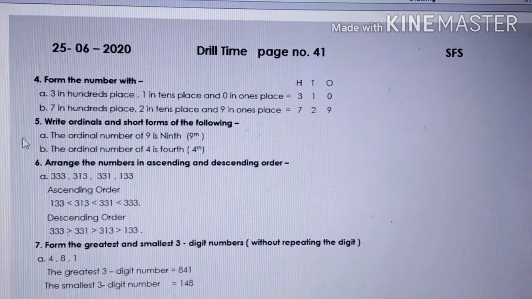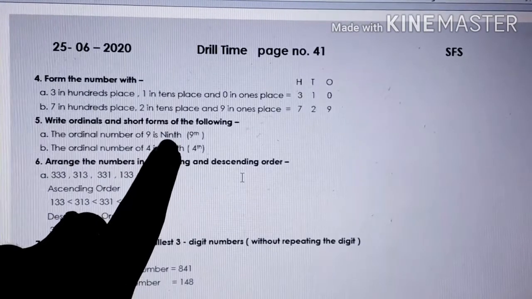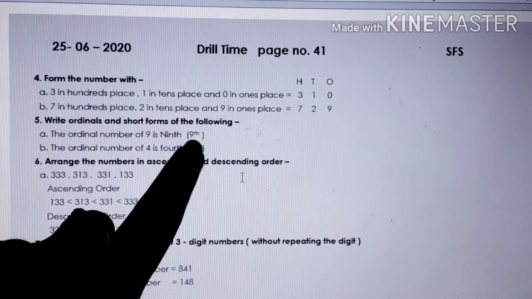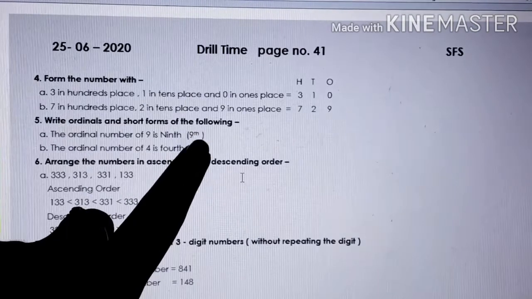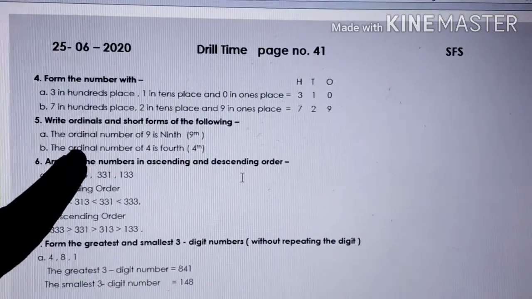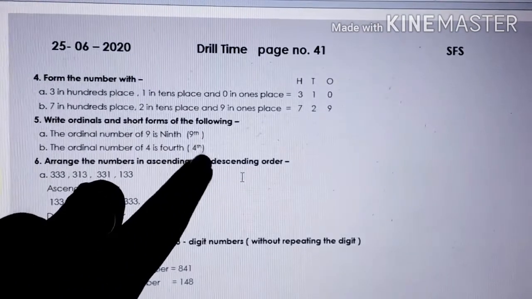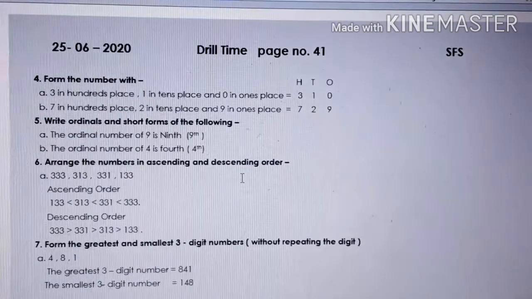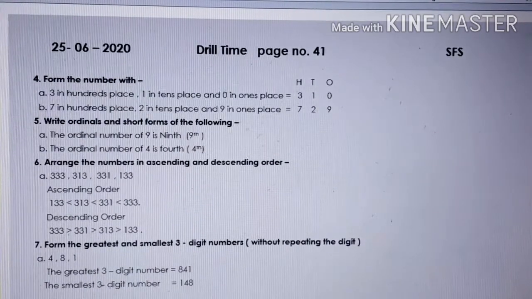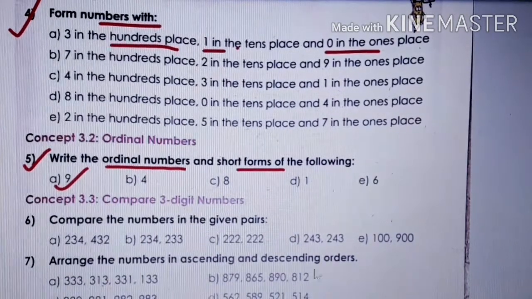Ninth. So how do we write? You can see here. Ninth in spelling NINTH, and short form you can write in bracket, you can write 9 and TH. The next ordinal number of 4 is fourth, and you have to write 4TH, short form. This is how you will do rest all, children, up to E. Is it clear? So let's move to next, children, question 6.